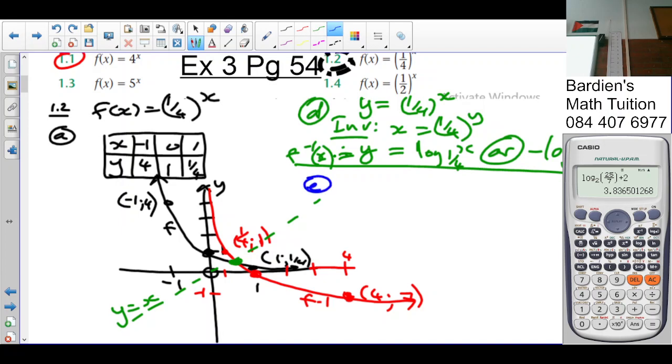State whether f of x and its inverse are increasing or decreasing. So what can we say about f of x? It is decreasing. Why? So that as x increases, the value of y decreases. That is f of x. G of x, the inverse function, is also decreasing. Not so? Both are decreasing. Why? Because as x increases, the value of y is decreasing. Okay.